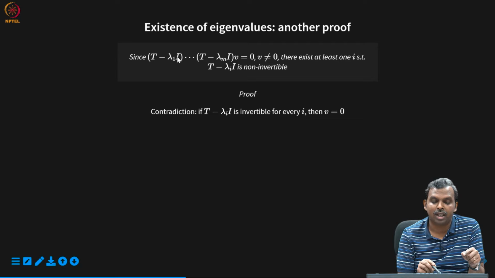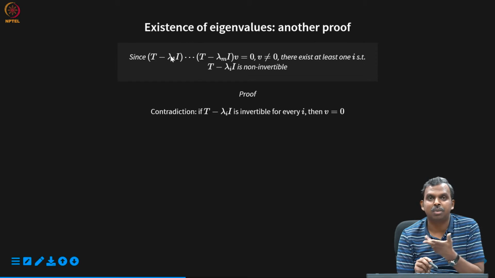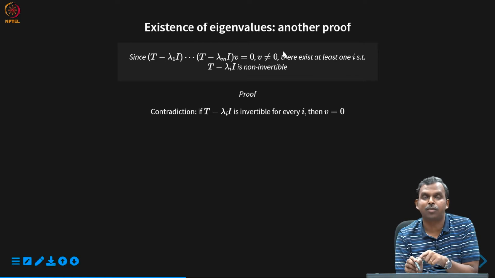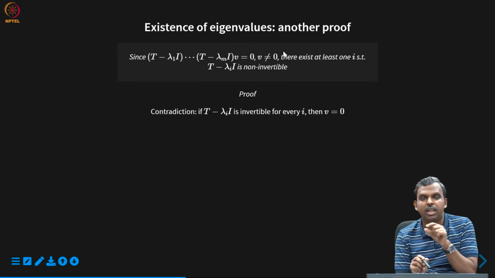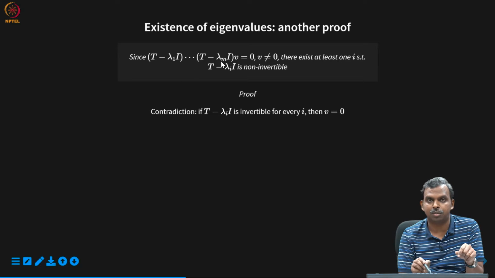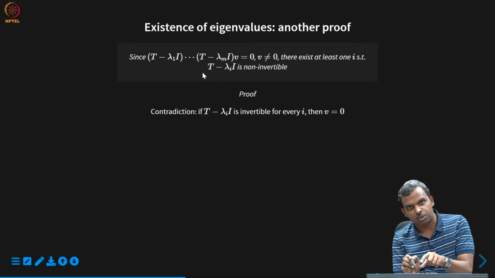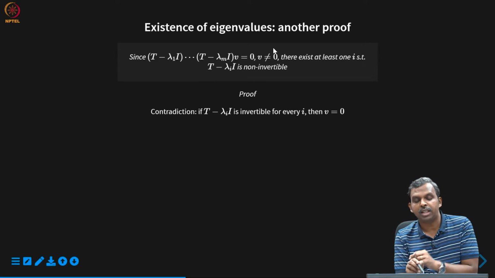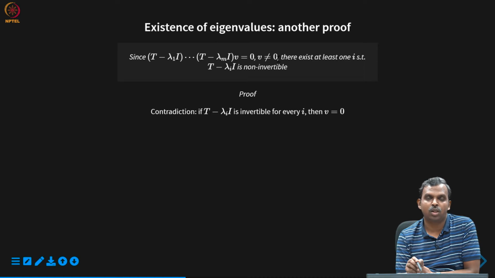So t minus lambda 1 I is invertible, that times some vector is equal to 0, so what is inside itself should be 0, right? If you have an invertible operator, say Sv equals 0 means v is 0, right? So the first thing being invertible means the remaining has to be 0. The next thing is invertible, the remaining has to be 0. So eventually you will get to v equal to 0, but v is non-zero, so that's a contradiction.